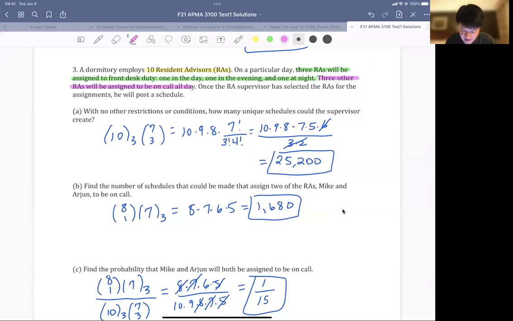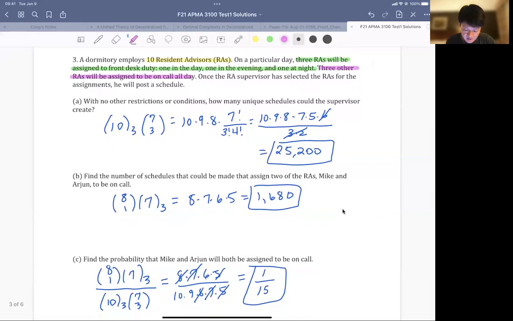For the second task, 3 other RAs will be assigned to be on call all day. And then for this task, these 3 other RAs are not sequential, or the order does not really matter, because ABC to be on call is the same as BCA or CAB to be on call, okay? But ABC to be assigned in the day, in the evening, and at night is different than, let's say, CAB to be assigned in the day, in the evening, at night, okay? So there are 2 different kinds of events here, so we have to be careful.